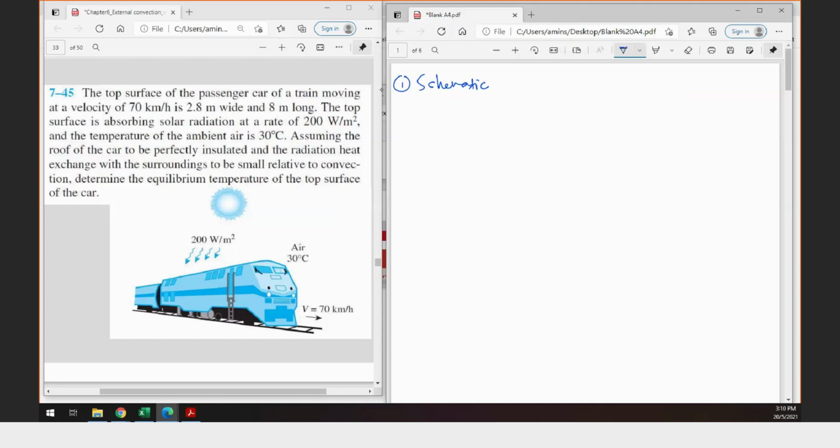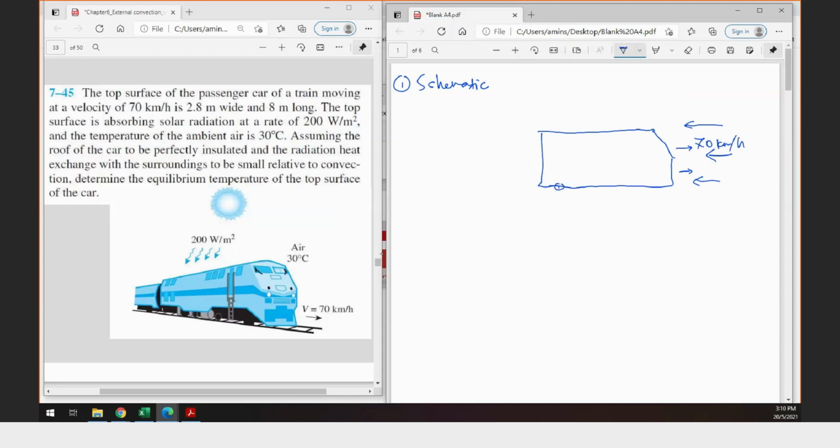Let's say this is the front of the train. Okay. So the train is moving. The train is moving in this way. So basically it will be facing some resistance due to the air. Okay. At 70 kilometer per hour. Right? 70 kilometer per hour. So this is the train moving.